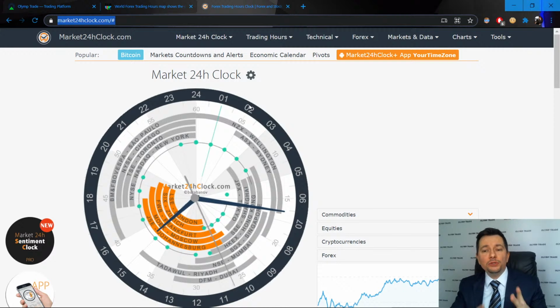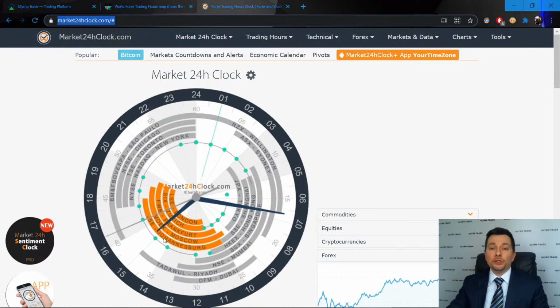This is important that you gauge when you should be waking up and when you should be starting your work. Like I said, the best time to trade for the maximum volatility is right here. Now keep in mind that these are two different forces.